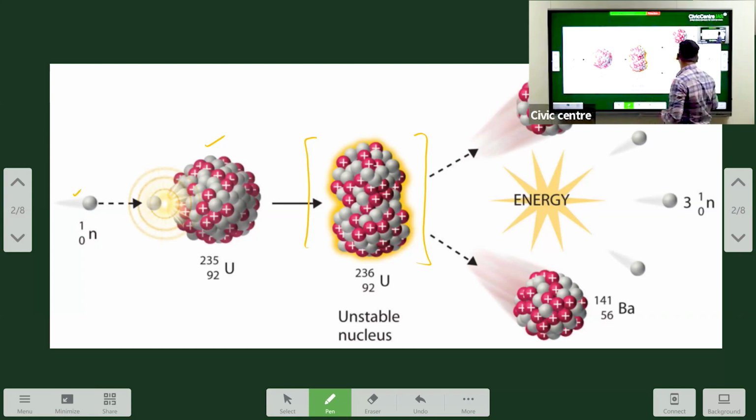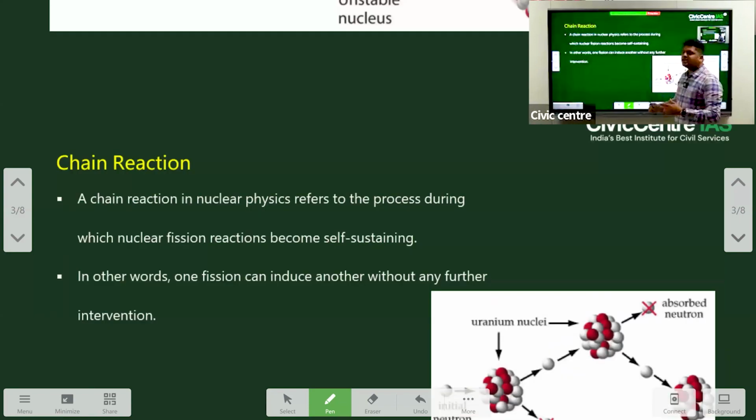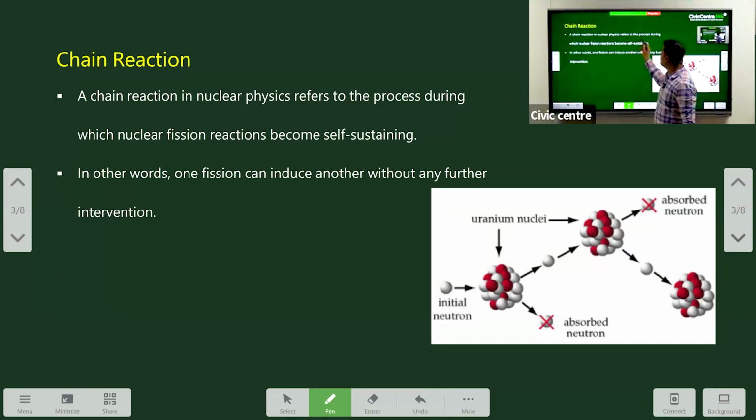Now, in simple terms, to define the chain reaction, it is any nuclear reaction in nuclear physics, in any process during which the nuclear fission reactions become self-sustaining because they don't need any other interference further, right? In other words, one fission reaction can induce another without any further intervention. How is that going to happen? Just look at this example.